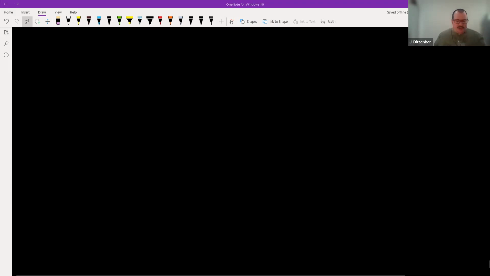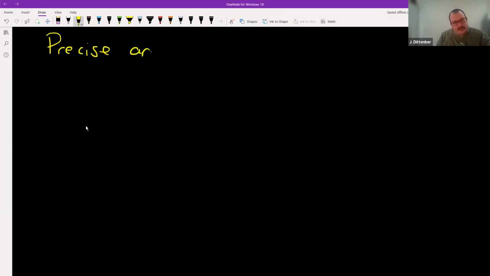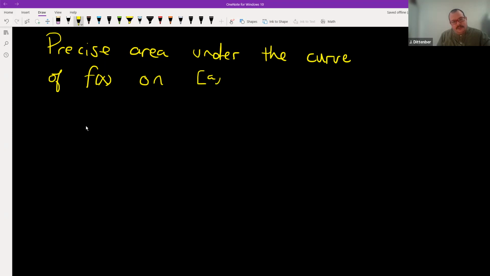Okay, so how many rectangles can we actually put underneath a curve? The answer is we can put infinitely many rectangles. And what happens when we do that is that we get the precise area under the curve. So let me write this down here. We've got the precise area under the curve of some function f of x on the interval from a to b.